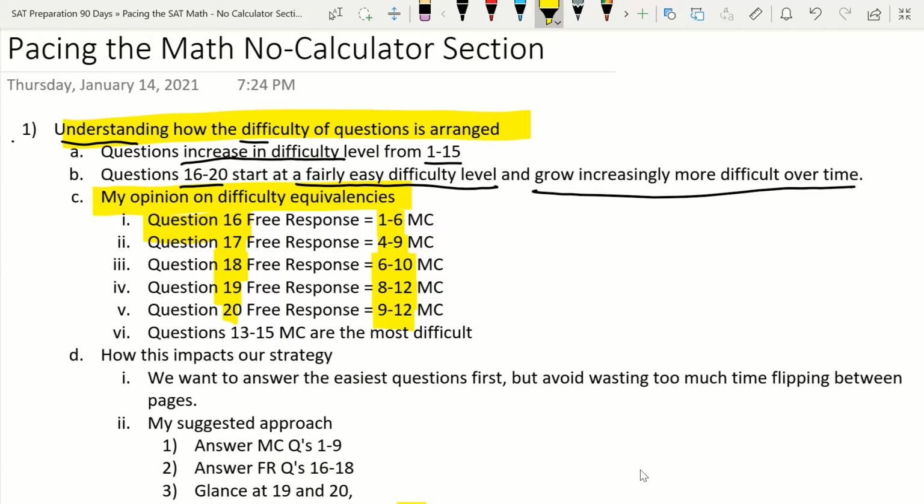So one thing you may notice is where are questions 13 through 15 here? We've talked about how question 20 is equal to 9 through 12.